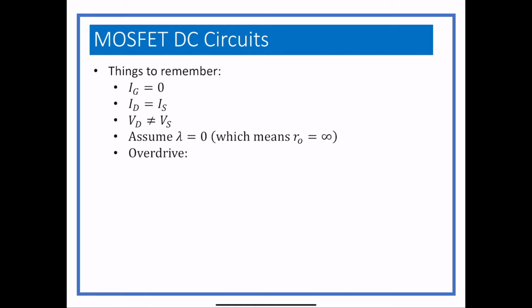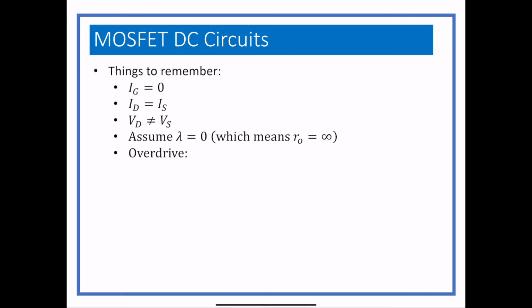We're going to assume that lambda equals 0 most of the time, unless I tell you that it's not. That also means that the output resistance is infinity. So those two things go hand in hand.